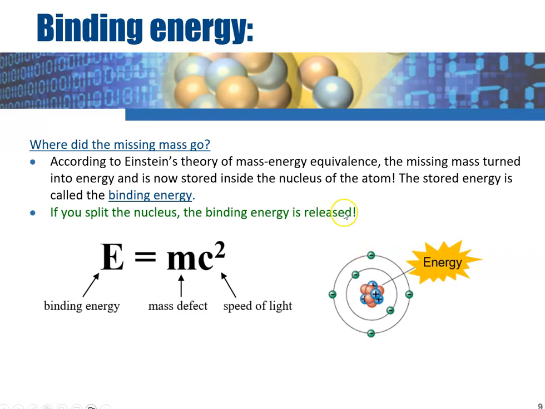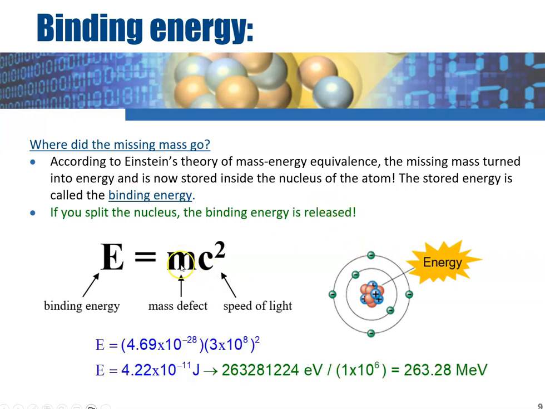Let's finish off this example. We now know what the mass defect is, so I put that here. We're going to multiply by the speed of light squared, and the speed of light is 3 times 10 to the 8th meters per second, squared. So the binding energy is 4.22 times 10 to the negative 11 joules.